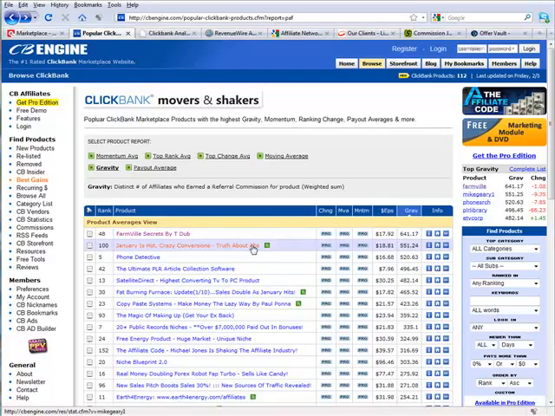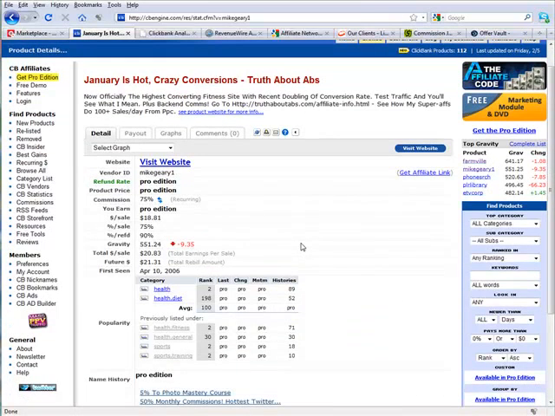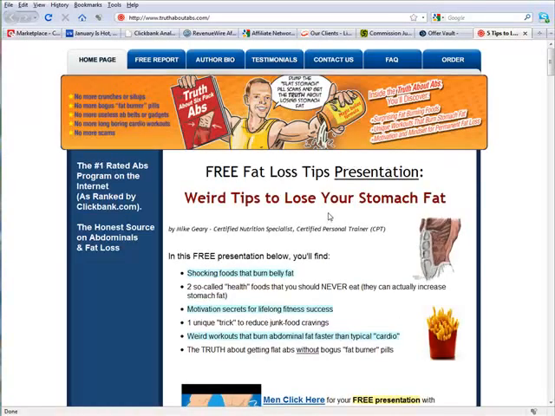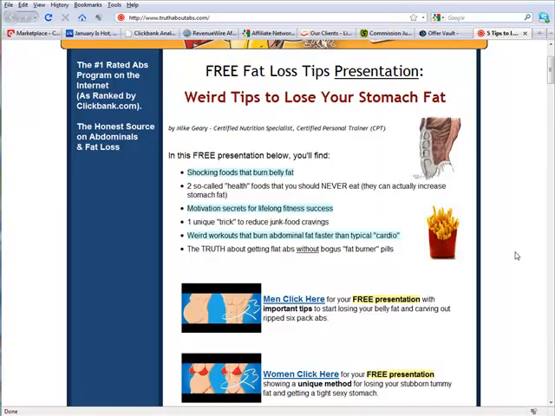This is the Truth About Abs. Okay, so this is a fitness site, and it's truthaboutabs.com. Okay, so what I like to do is, I can probably guess this is about how to get better abs. But you never know. It's always a good idea to go to the website, take a look at it, give me a much better idea of who it's targeting.